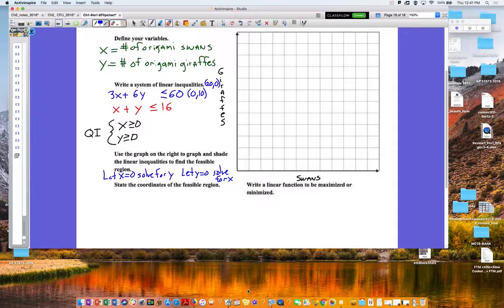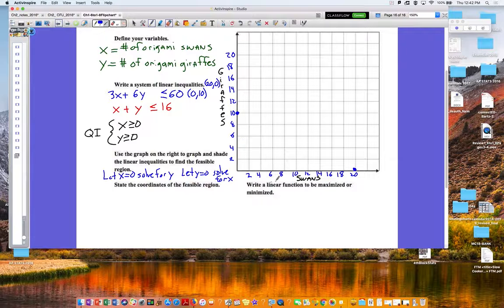For my x and y axis here, I'm going to count by 2's: 2, 4, 6, 8, 10, 12, 14, 16, 18, 20, in both directions. According to this, my 2 points here: I have 0, 10, so I could make at most 10 giraffes, or I could make at most 20 swans.